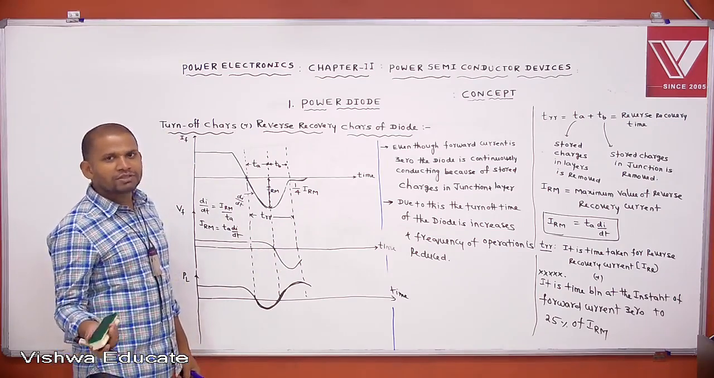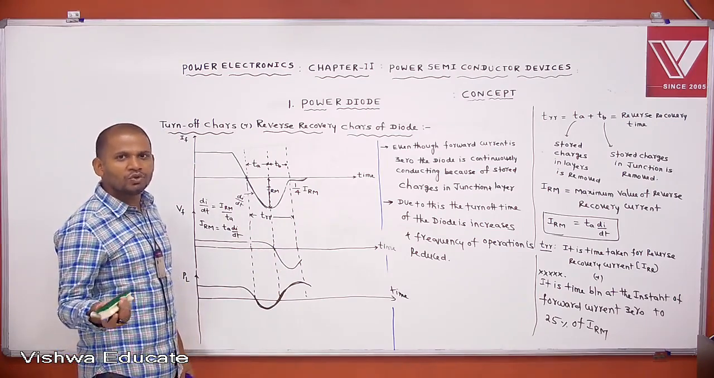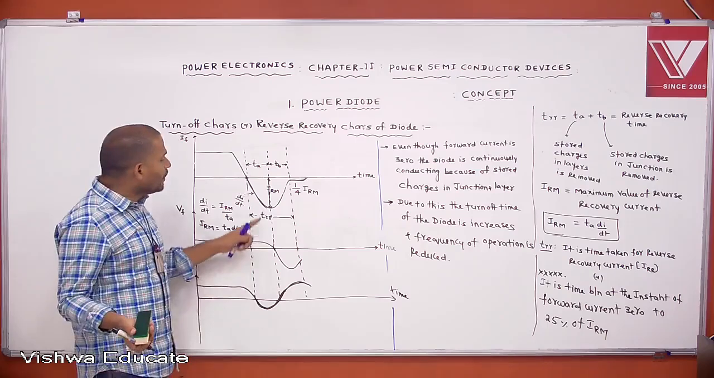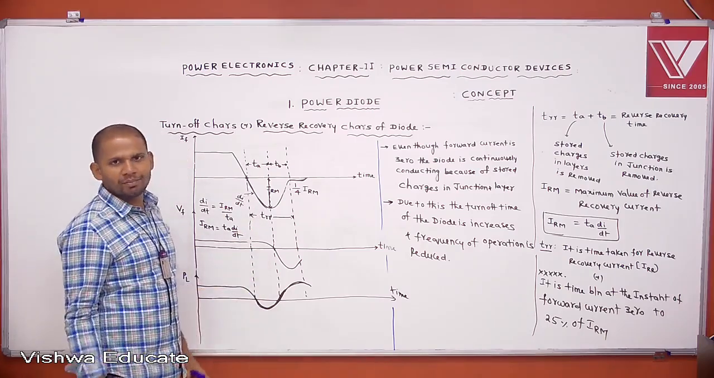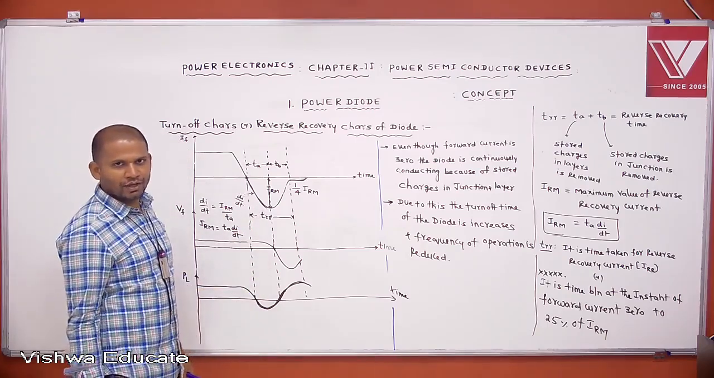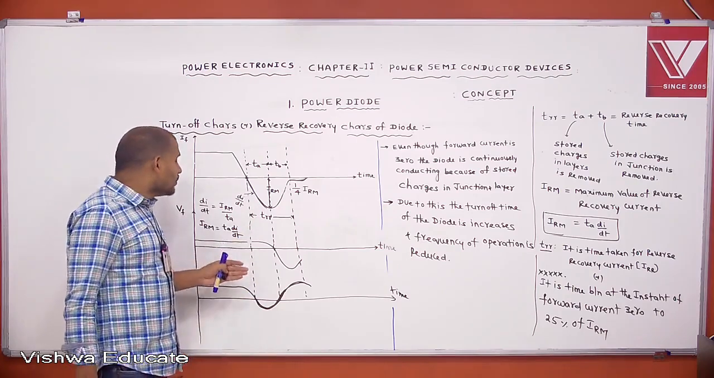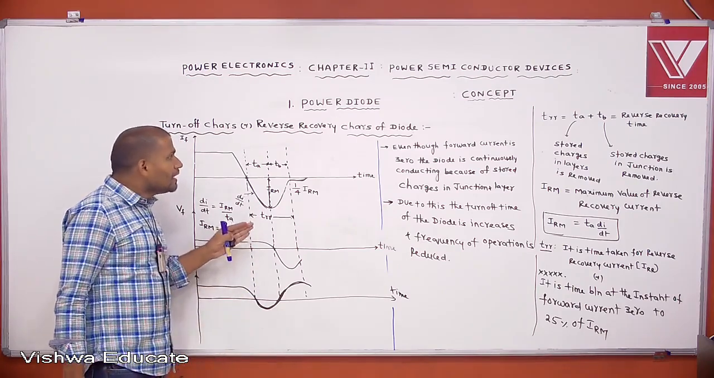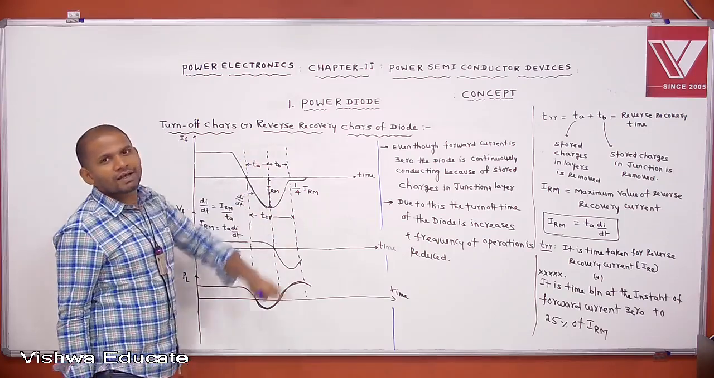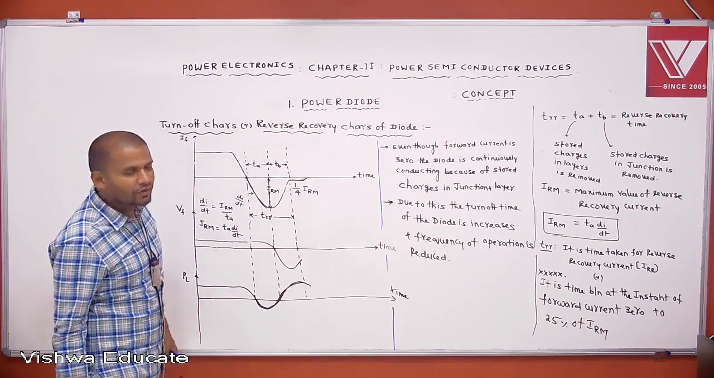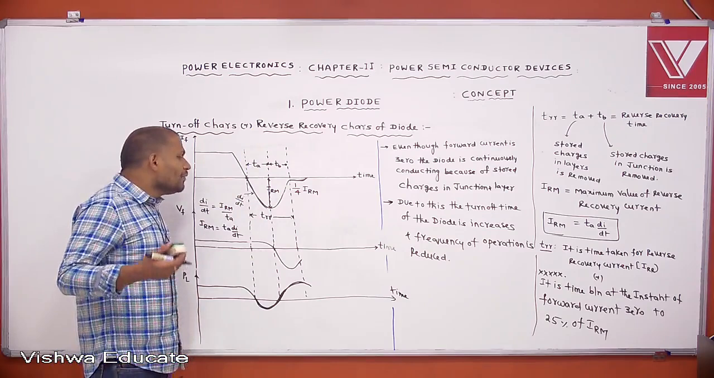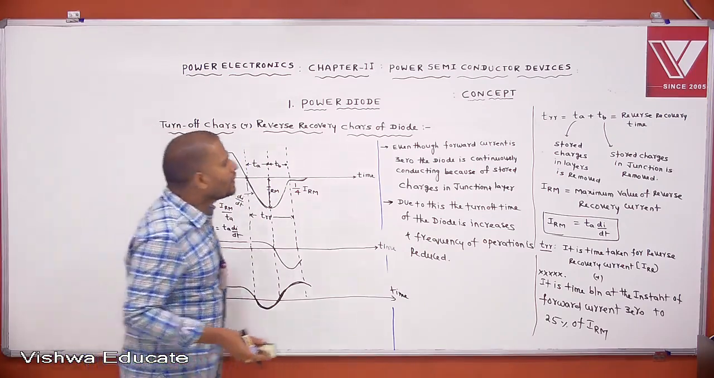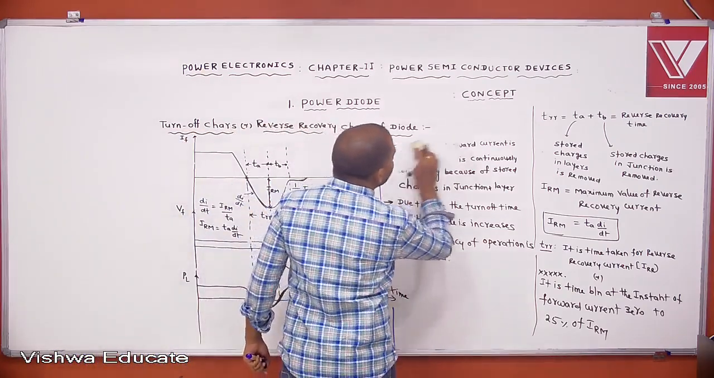During the turn-on process also there exists a power loss because both voltage and current exist. During the turn-off process also there exists some power loss. Understood or not? Okay. This is about the turn-off characteristics, or reverse recovery characteristics, of a diode. But here I want to do some analysis. What does the analysis mean?